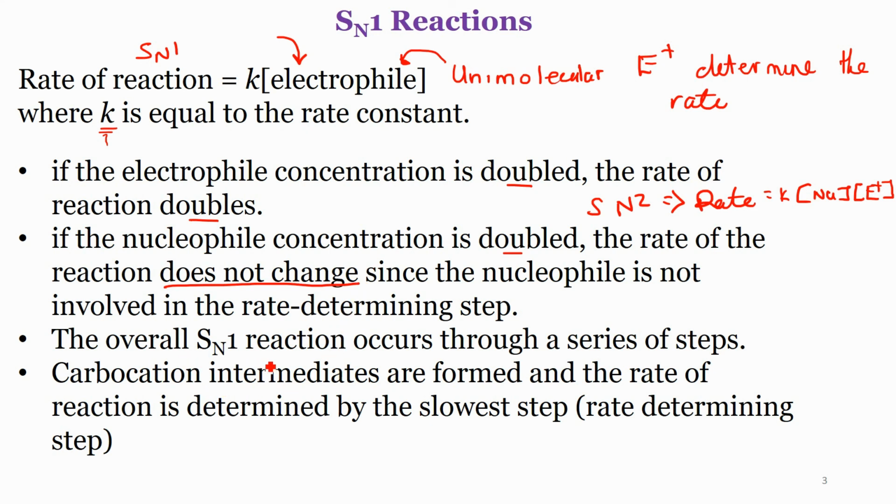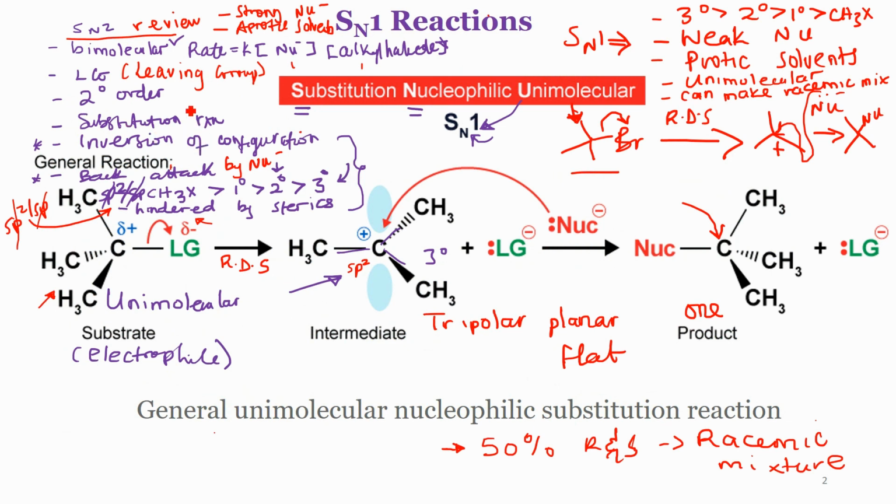And therefore, the overall SN1 reaction has to go through a series of steps. So first, the electrophile will make the carbocation intermediate. Okay? Rate determining step. Make the carbocation before the nucleophile comes to attack. That's why SN1 goes through a series of steps. Remember, in SN2, the reaction is concerted. It happens at once. But in SN1, the reaction is not concerted. That's a trivial point, but just know that SN1 goes through multiple steps, at least 2 steps. SN2 goes through 1 step.